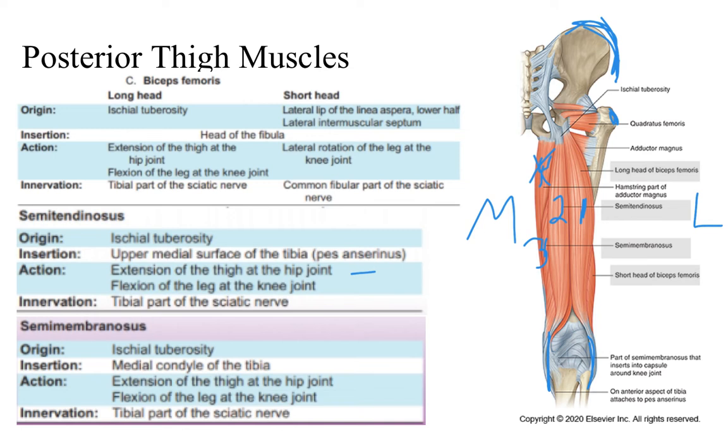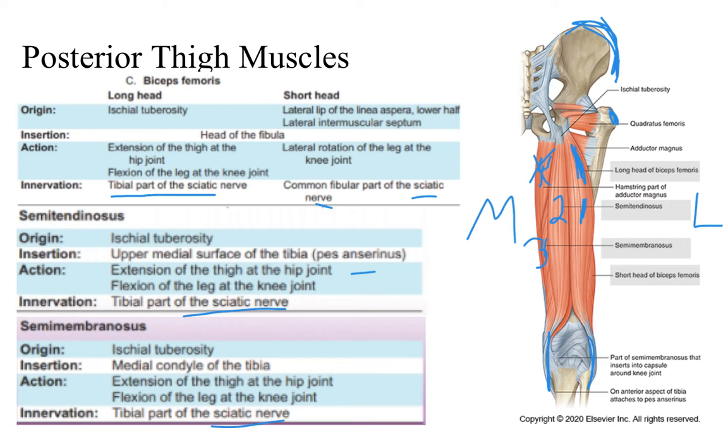So you're going to see the sciatic nerve appear as the nerve that supplies innervation to these muscles. Now, if we look specifically at the biceps femoris, it is subdivided. There's a long head, which is supplied by the tibial part of the sciatic nerve. And if we look here, here's the long head.